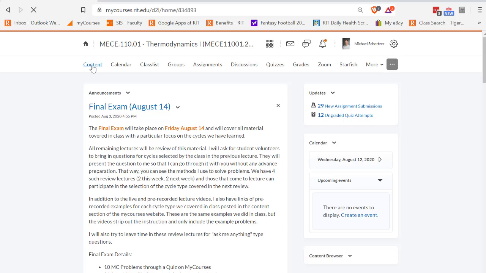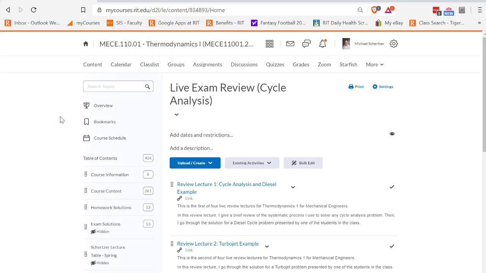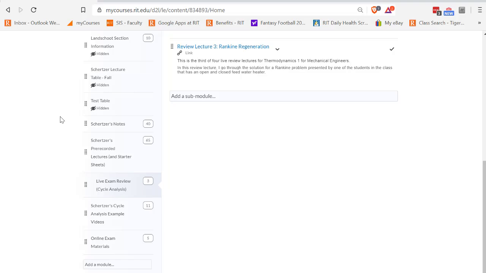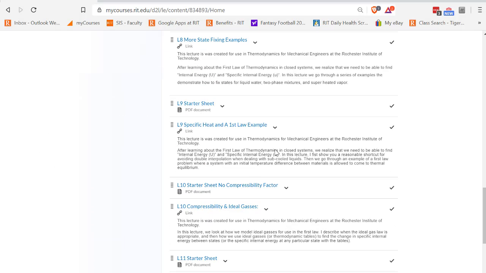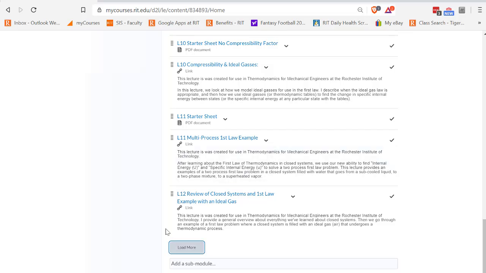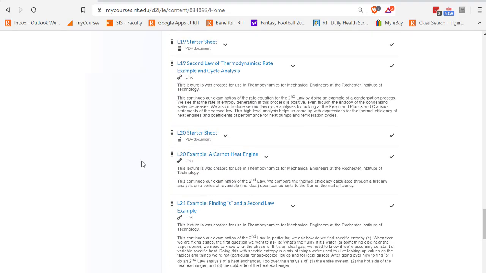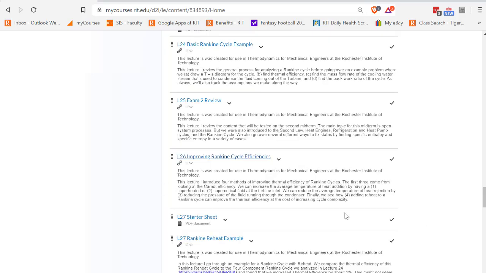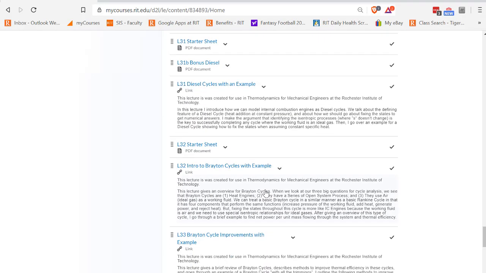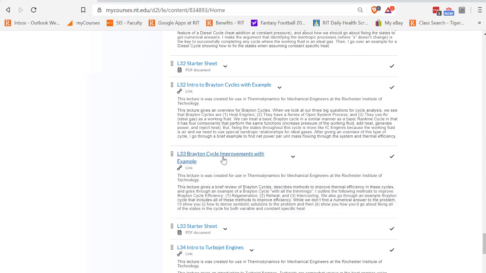then we can see for content, if you want to find that lecture 33, you can come to the pre-recorded lectures here and just find lecture 33. There's a lot of lectures in here. So 33, Brayton cycle with improvements. And the starter sheet for this is right here too, so you can sort of play along or do that problem.